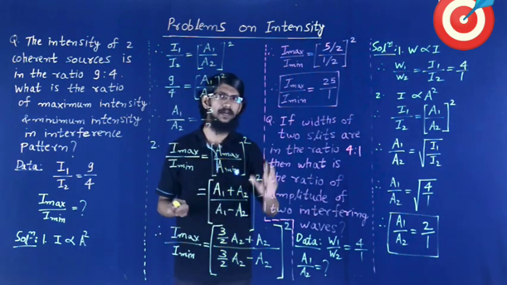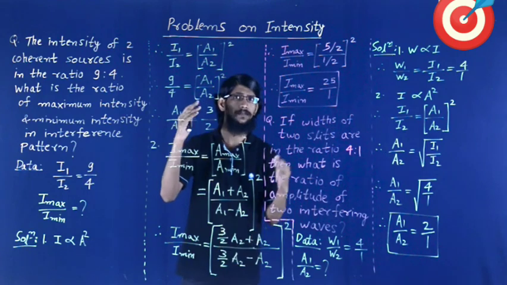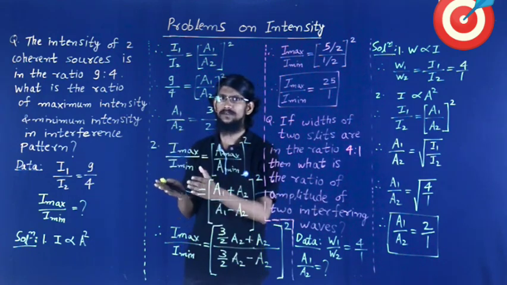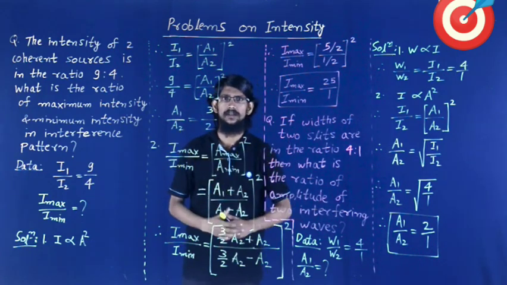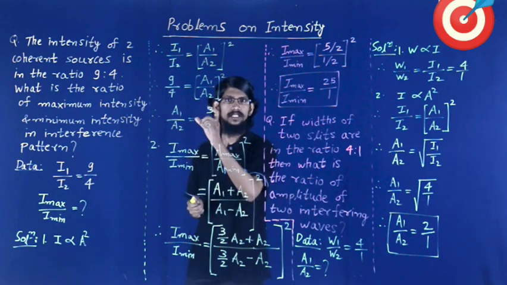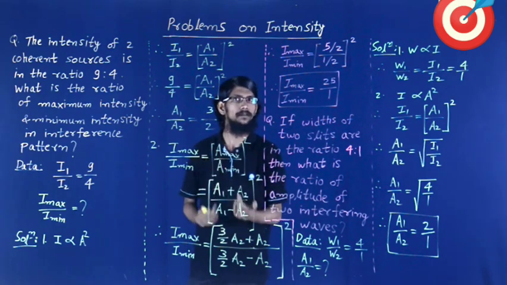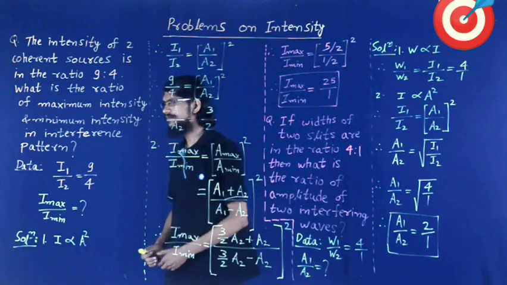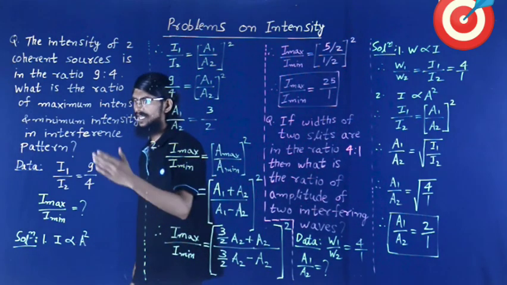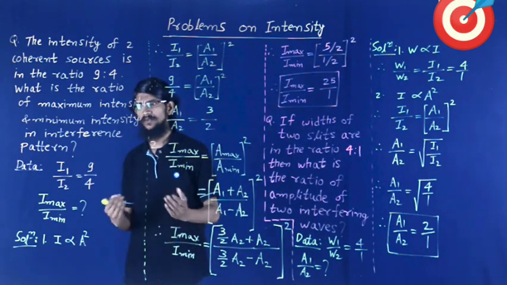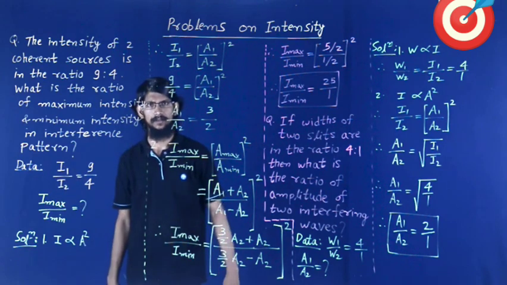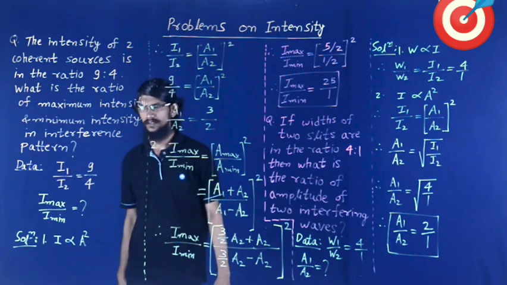If we have an interference pattern, there will be certain points where the intensity will be maximum, and there are a few points where the intensity will be minimum. So we want to find the maximum intensity divided by the minimum intensity. Let's see. What is the data given to us? I1 upon I2 is 9/4, and we want to find what? Imax upon Imin. Let's see how to find it.